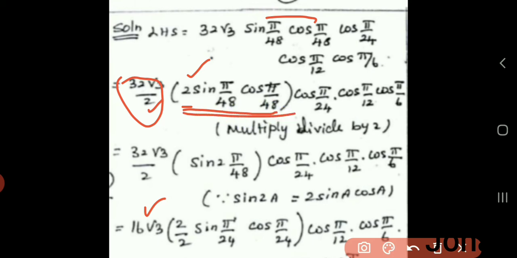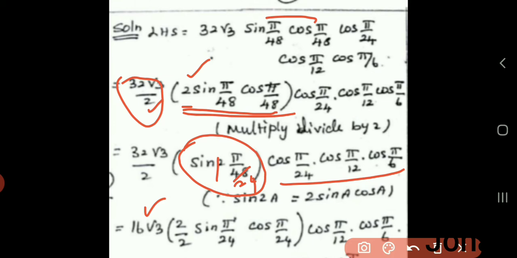This can be written as 2 sin A cos A is sin 2A. Instead of A we have pi by 48. So sin 2 into pi by 48. So if we cancel these two, I can get sin pi by 24, isn't it? So now I have 24 only there. Keep the next terms as it is: cos pi by 24 into cos pi by 12 into cos pi by 6.